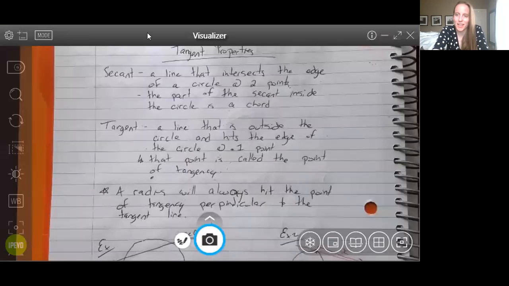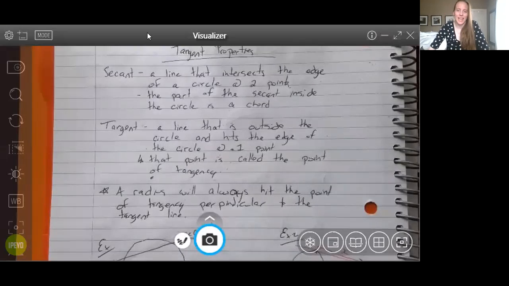Hey guys, so today's lesson is our last lesson of the circle geometry unit. We're going to be going over how to solve problems with tangent lines, which we have already briefly talked about. So we're going to start, like we normally do, with some definitions.